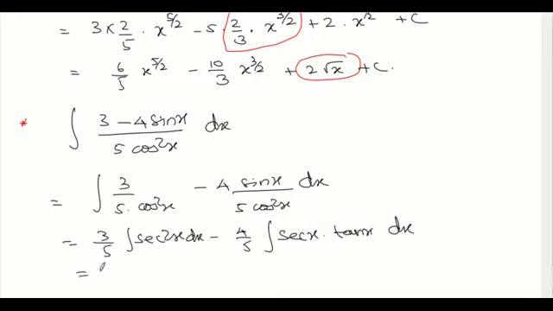So now we can write the answer immediately. 3 by 5 secant square x, the integration is tan x plus c, but I am not writing it. Now 4 by 5 secant x tan x, integration is secant x. That's all, plus c. This is the integration. Okay children, so this is how we should do the basic integration.